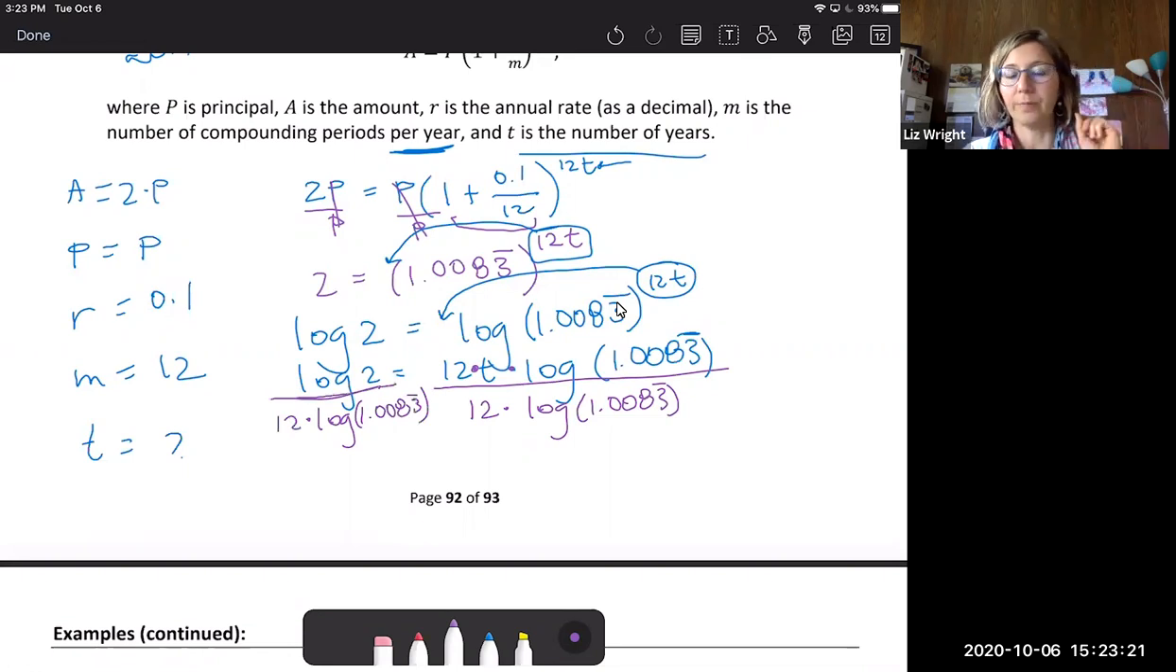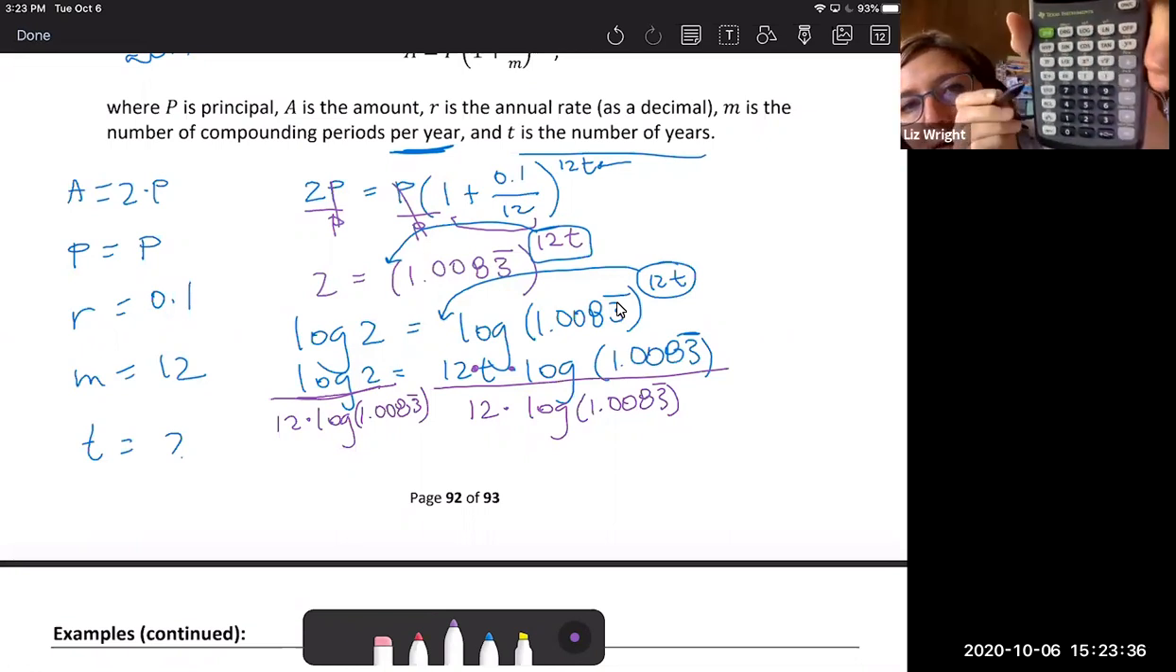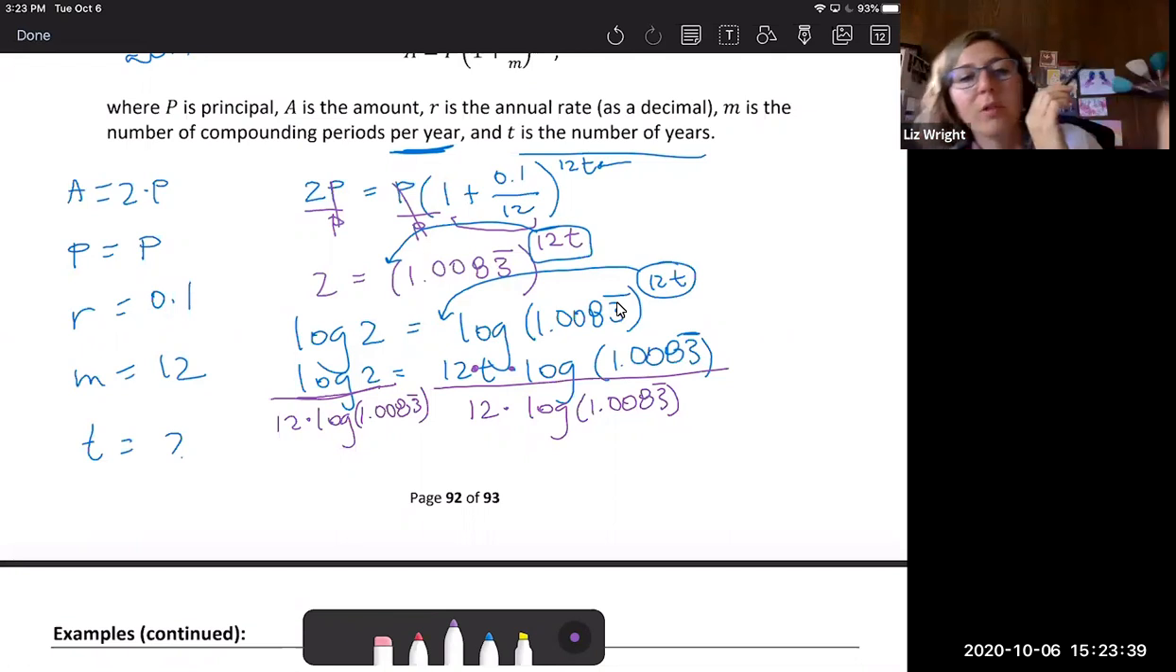So here's what I would do in my calculator. I would do 2 and then hit the log button, and then I would hit divided by. And then in my calculator, I've got these little parentheses buttons. So I would do beginning parentheses, and I would do 12 times 1.0083, and I would punch in as many 3's as will work in there. And then I would hit the log button, and then I would hit equals. So far what would be showing up is just what my denominator is, and you have to hit equals again.